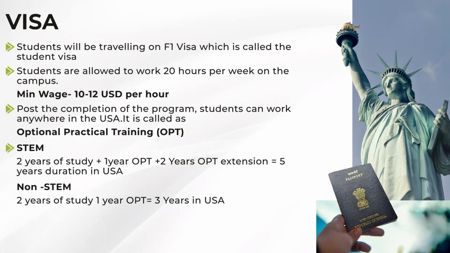If you are going for a non-STEM course, some universities will have an MBA program under non-STEM, and some universities do provide it under STEM. So if you are going for an MBA with a specialization in finance, marketing analytics or business analytics, it does fall under STEM. But if you're going for a plain MBA, which does not have any math or finance subject in its curriculum, then 2 years will be your study duration and 1 year OPT will be provided to all the students. So the total duration will be 3 years.